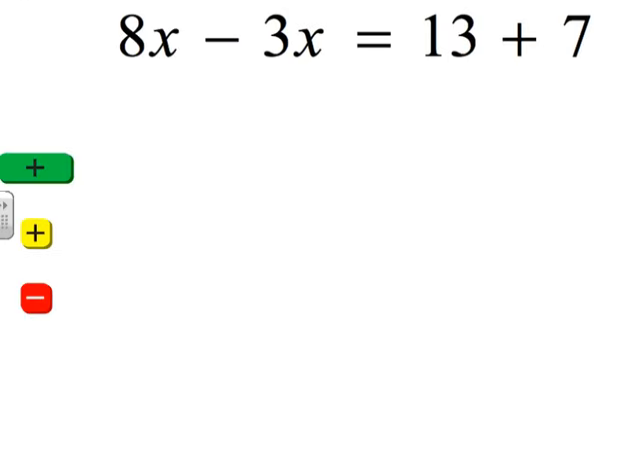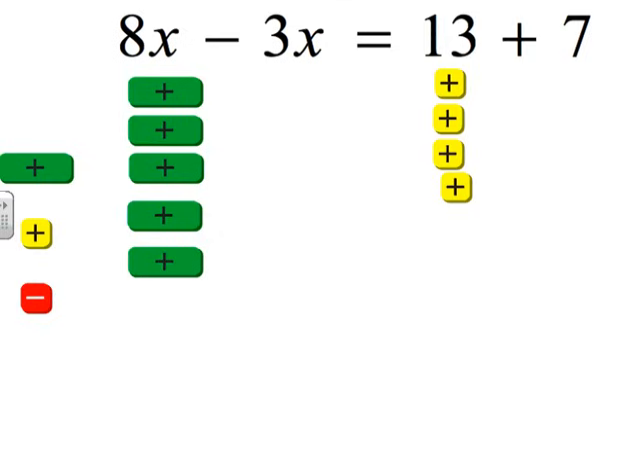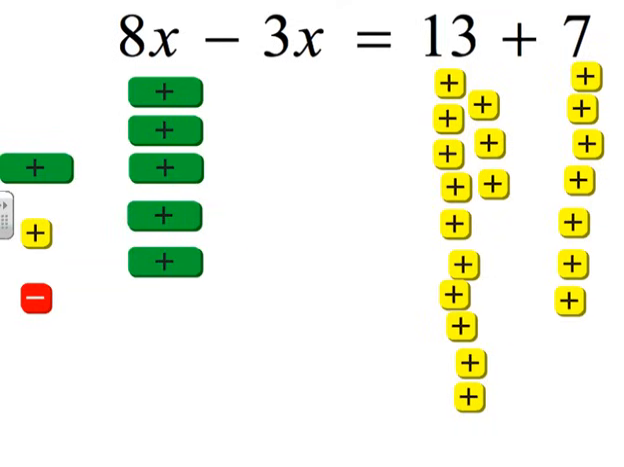Alright, the first equation we're going to look at is 8x minus 3x equals 13 plus 7. So I'm going to start by showing 8x, minus 3x. So I'm going to take these three and get rid of them. Then on the other side, I'm going to show 13 plus 7. Now the equation that's represented is 5x equals 20.